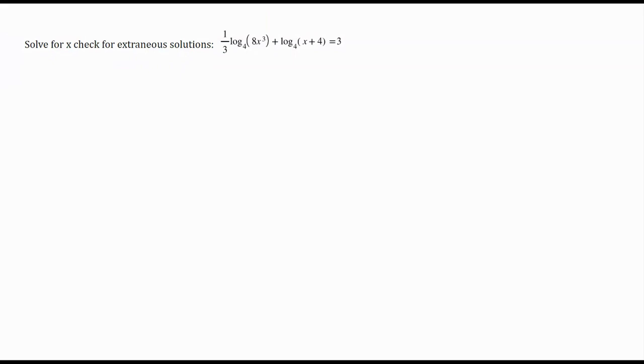So first thing that I want to do, because all of my log base 4s are on the same side, that's good, but I want to condense them into a single log. So the first thing I'm going to do is make this coefficient of 1/3 an exponent. So I have log base 4 of 8x cubed to the power of 1/3. Personally, I prefer thinking of raising something to the power of 1/3 as the cube root. So I'm just going to rewrite this here as the cube root of 8x cubed.